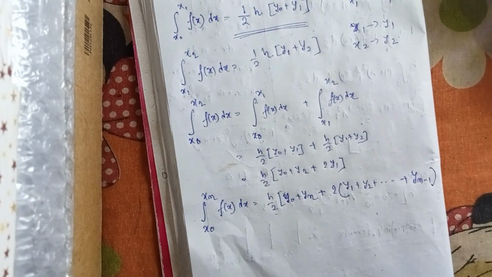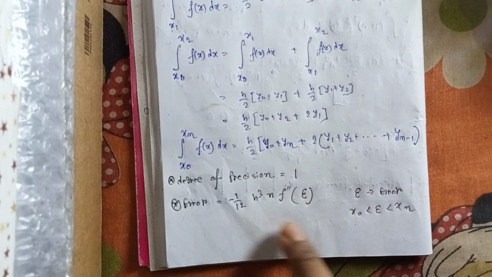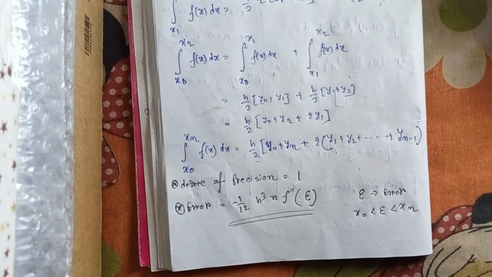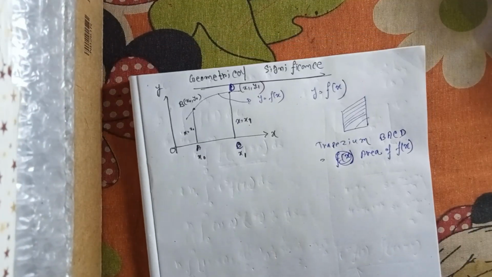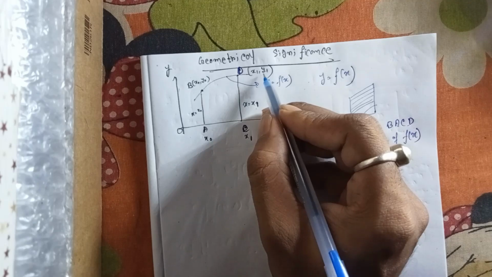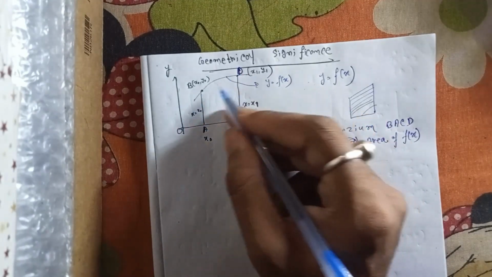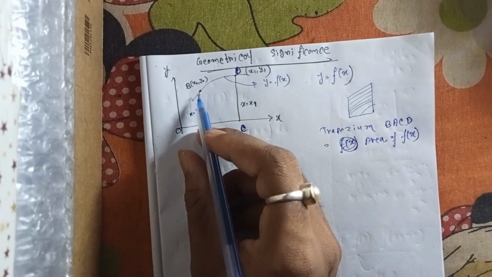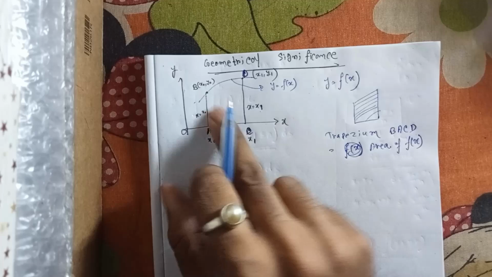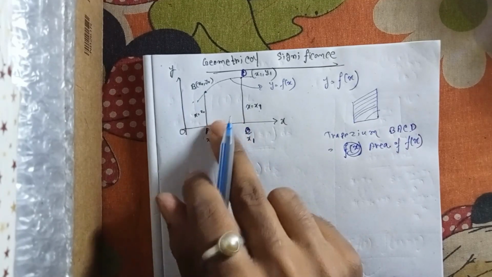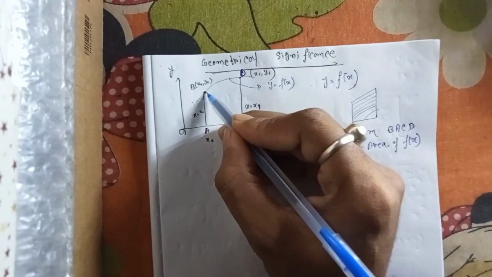So for the trapezoidal rule, the degree of precision is 1 and the error is this. So you can remember this formula. Here you can see the geometrical significance of the trapezoidal rule. In this case we have a curve f of x, and this curve creates an area bounded by x equal to x0, this line, x equal to x1, this line, the curve and the x-axis. So this creates an area, right, and this area is approximated by a trapezium area.